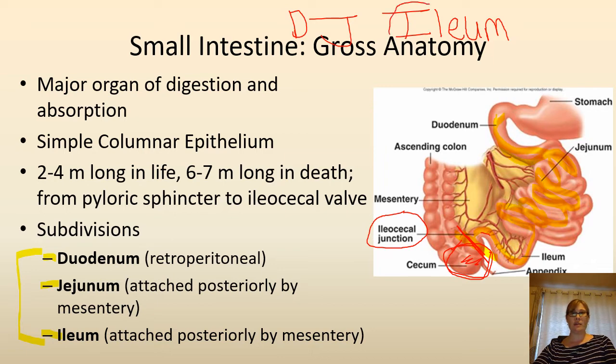And notice that ileum is spelled differently than the bone. But it is nice to have an idea that ileum is down in that area, the iliac bone. All right, so the duodenum is retroperitoneal. The stomach is forward a bit, and then the duodenum snakes a little bit behind. So that's retroperitoneal. The jejunum and the ileum are not. They're intraperitoneal. So the jejunum is next, and the ileum is next. They're both attached to the back wall by mesenteries.